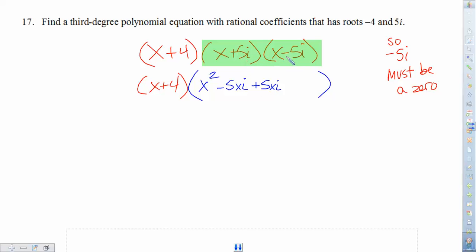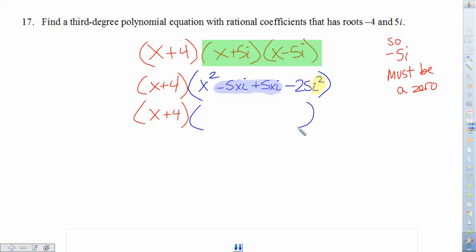The 5i and the negative 5i would multiply together to give you negative 25i squared. Hopefully some sirens are going off in your head there about the i squared. We're going to do something with that too, right? So that i squared, we're going to do something with that. We're also going to do something here with these two guys because those two guys are like terms. They're going to add up to 0xi. So I still have x plus 4 still sitting right here.